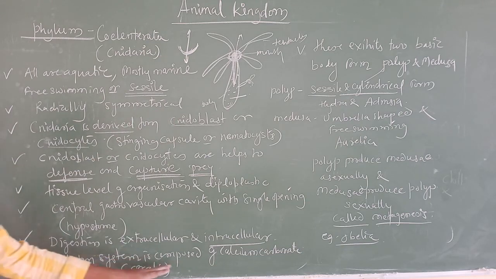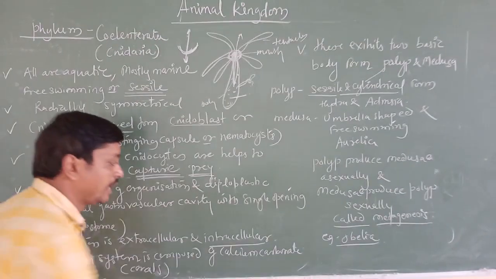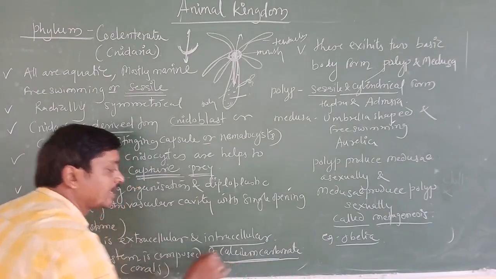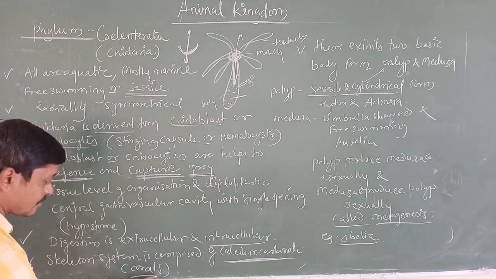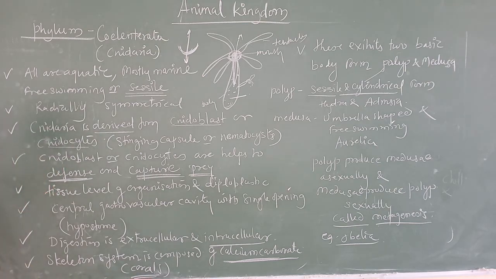Skeletal system is composed of calcium carbonate. Here the skeletal system is made up of calcium carbonate. Example, corals. In corals the skeletal system is composed of calcium carbonate. So these are the common points.